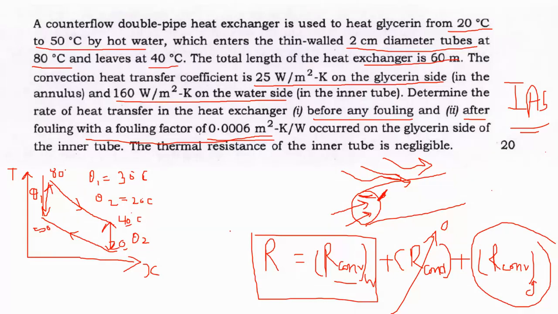So the equation that comes to your mind to find heat transfer is Q equal to UA into LMTD, where U is the overall heat transfer coefficient. You know very well. So what is this overall heat transfer coefficient? The equation becomes, if we neglect the conduction heat resistance, 1 upon h on the water side plus 1 upon h on the glycerin side.